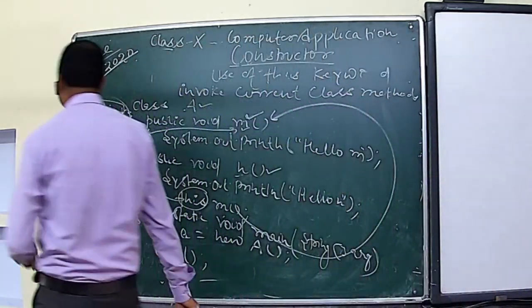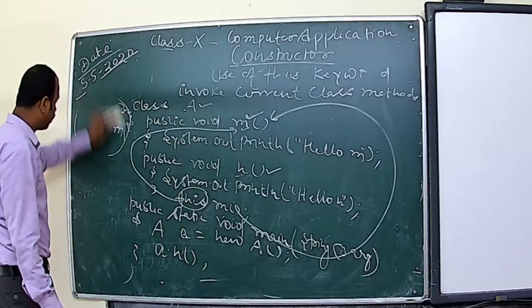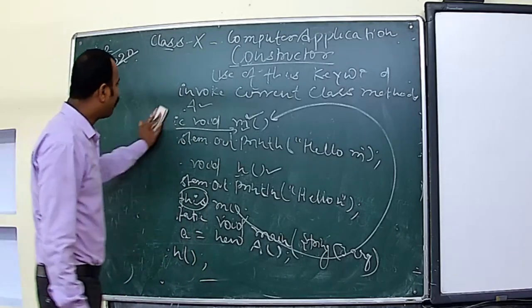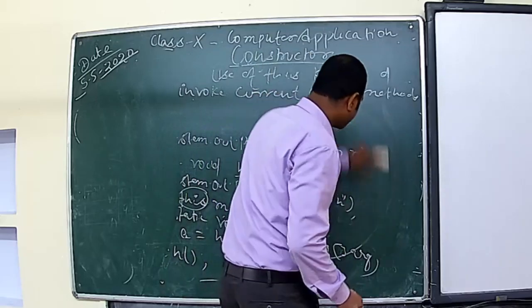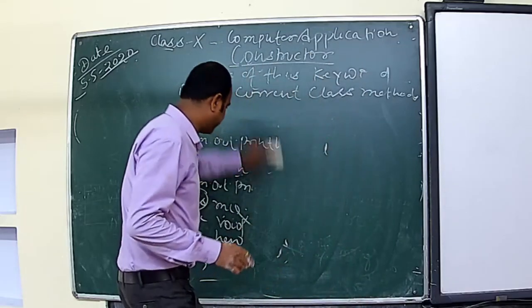Now let's go for the second one, the third one: invoke current class constructor using the this keyword.